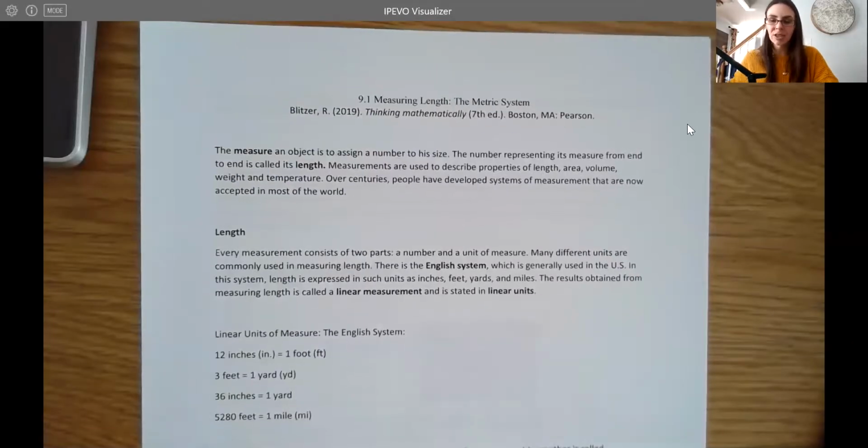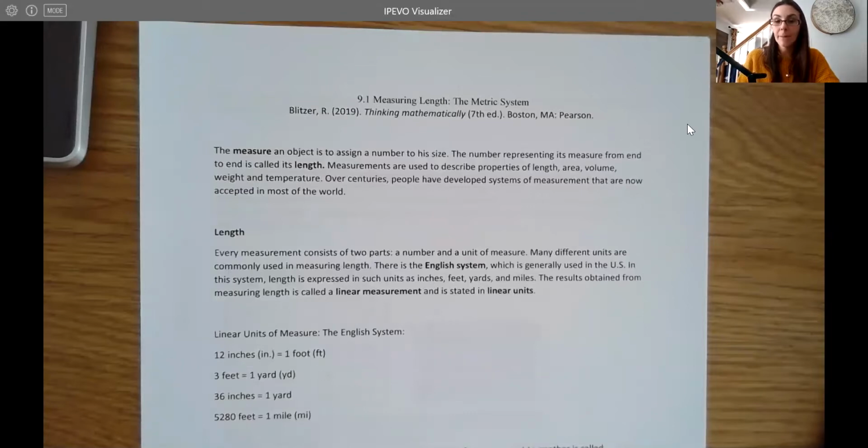Hi everyone. In this chapter, we're going to mix it up a little bit and do something different and really talk about measurements. The big thing in chapter 9 is learning how to go in between different systems of measurement, particularly the English system and the metric system, which is one of the bigger changes that we're going to learn how to make in this section. In 9.1, we're going to start with topics on length, so measuring length, and we're also going to talk about the English system versus the metric system.